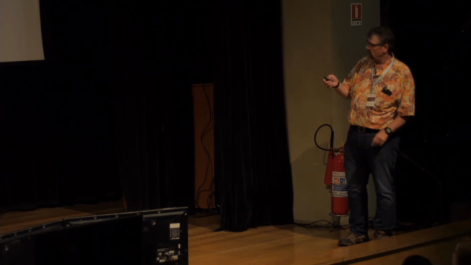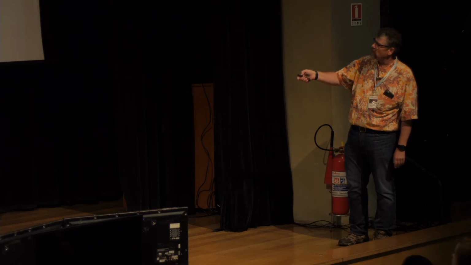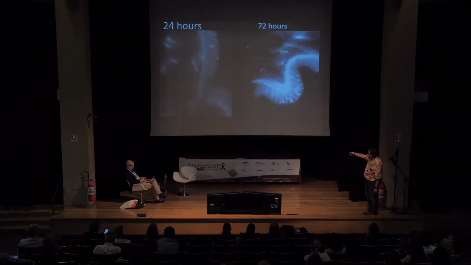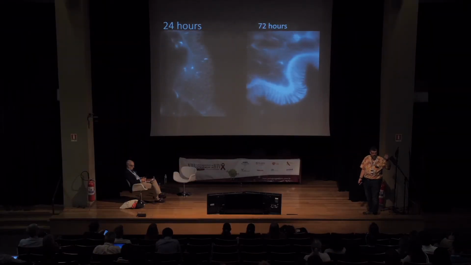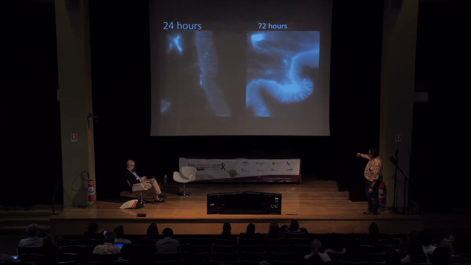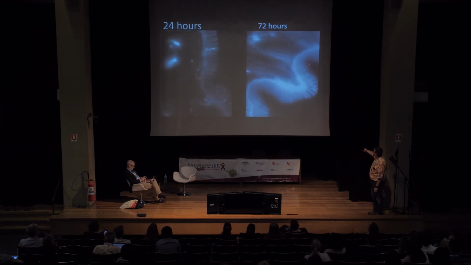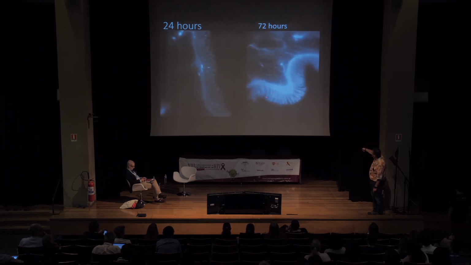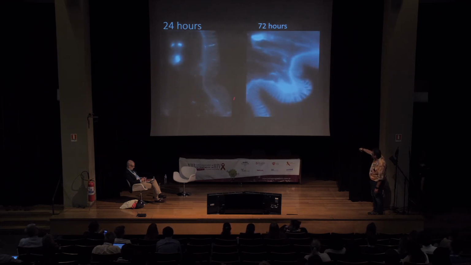So now this is looking at different time points, and this is at 24 hours, and you can see these strange flashes. I call it tissue lightning. By 72 hours, it's really quite different, and you can see some of these flashes, but there's more antibody now in the tissue compared to here over time.